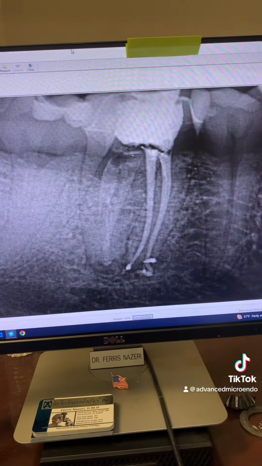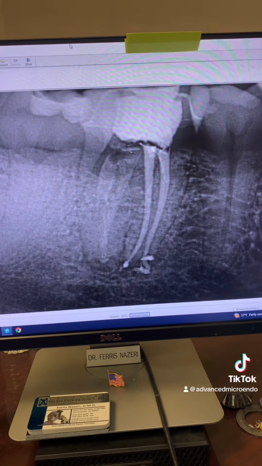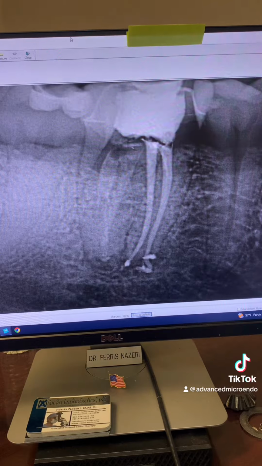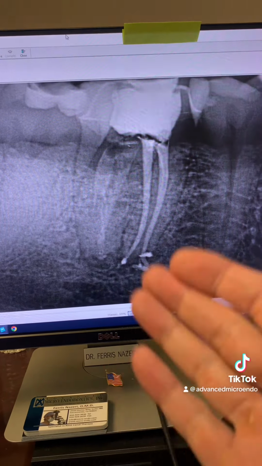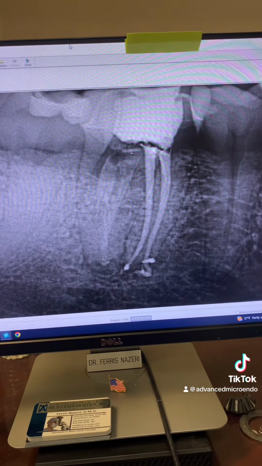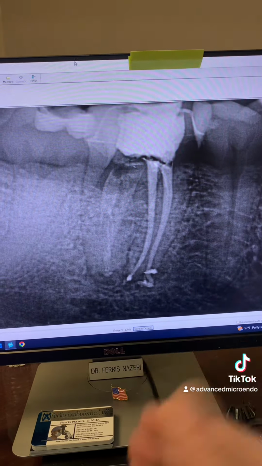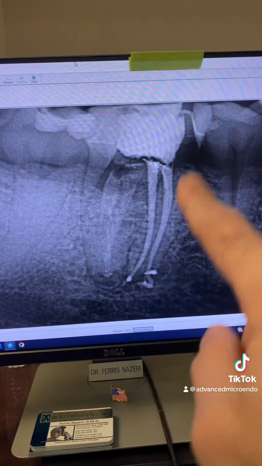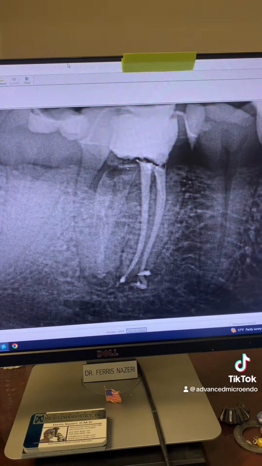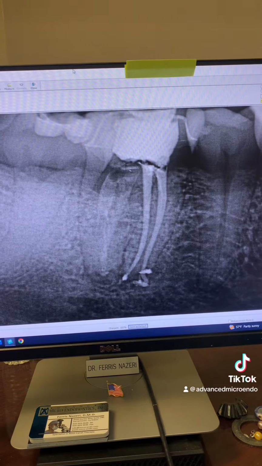We did this in 1 appointment. Of course, it fulfilled all the criteria for completing this case in 1 appointment, and that's what we did. So everything went great, as you can see. Again, this is all MTA, gutta percha and sealer. And we temporized the tooth and referred the patient back to his dentist for the permanent restoration.